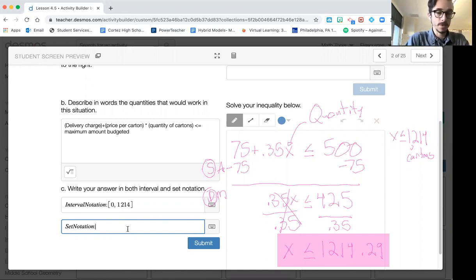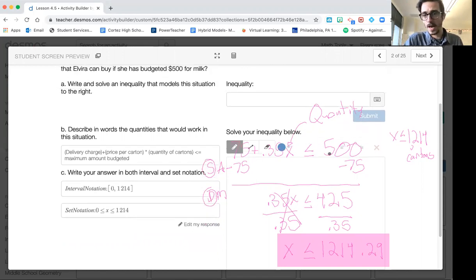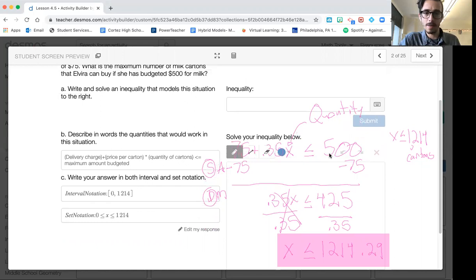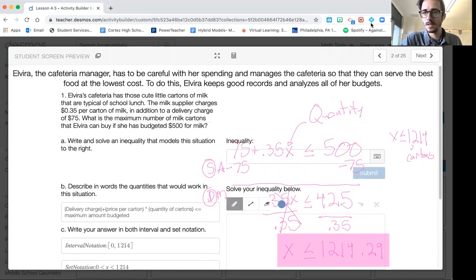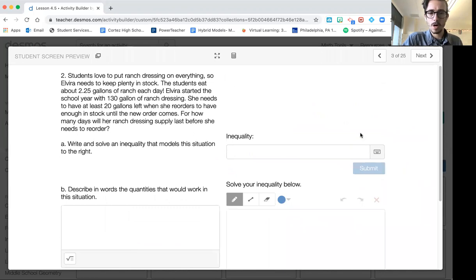Okay. The set notation, you could say that in between 0 and 1,214, that's what you can get. And again, we're dealing cartons here. So we could get 1,000 cartons, 1,100 cartons. Those are all fair game in this case for the budget. Take a moment, pause, try this whole thing out, and I'll talk through it all in a second.